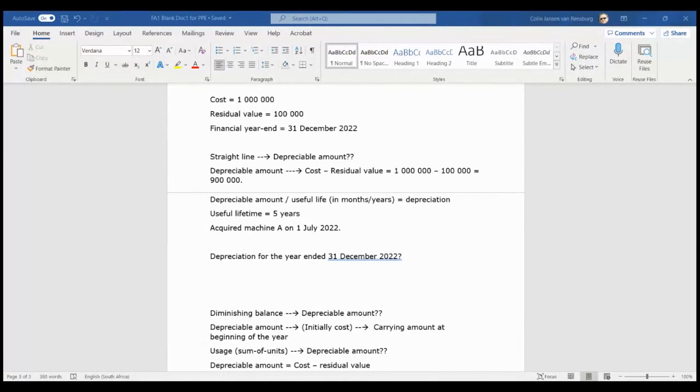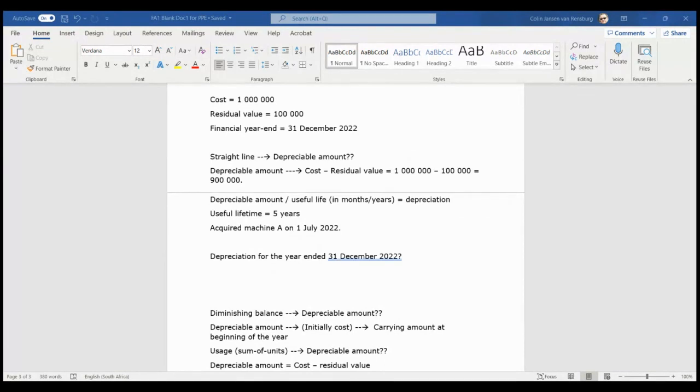If you can type for me in the chat, please. If your estimated useful lifetime is 5 years, what percentage are you going to depreciate it by every year? Correct, Kuchle? Right? 100 divided by 5 gives you what?